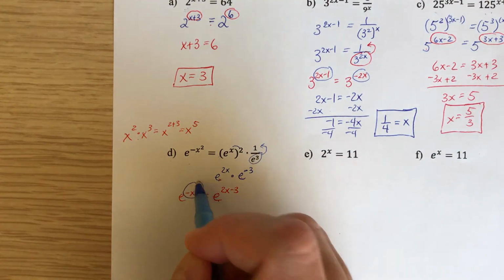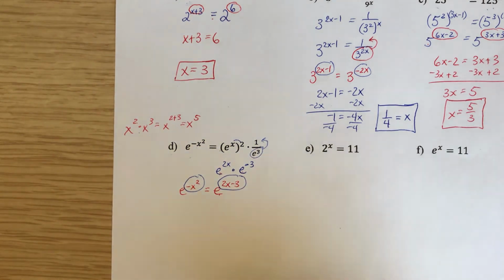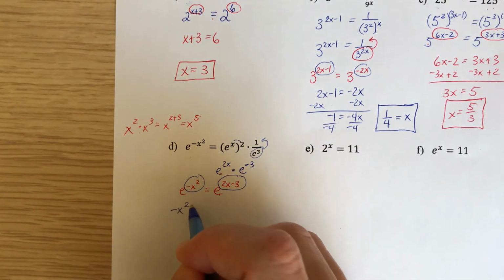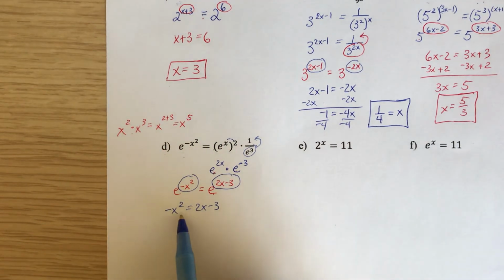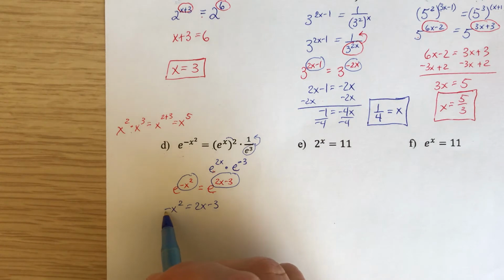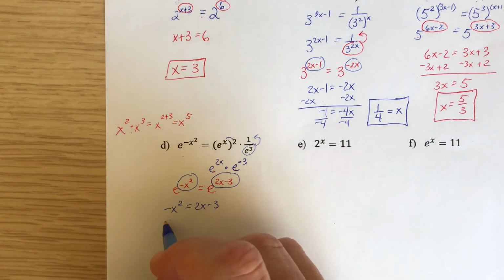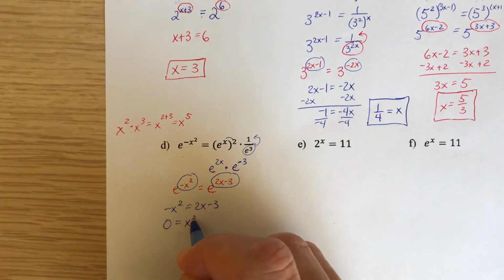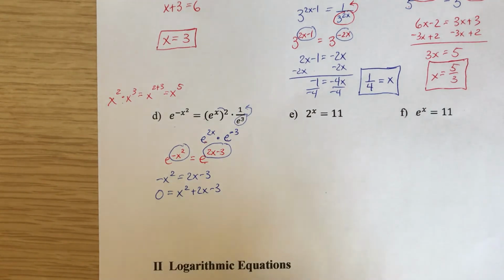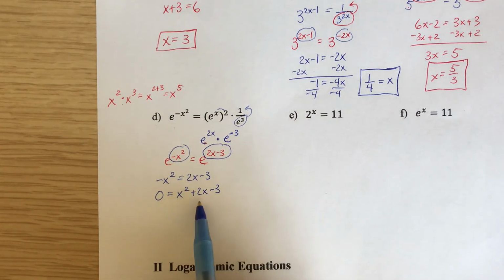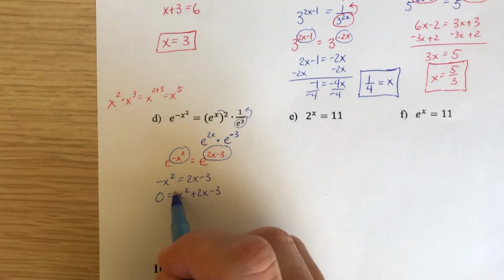That means that the exponents themselves must be equal, so we make an equation, negative x squared equals 2x minus 3. Now this is a quadratic because we have an exponent that is a 2. I'm going to move that to the other side by adding it, and we get 0 equals x squared plus 2x minus 3. When I have a quadratic, I usually want to have everything on the same side of the equation. All right, now we can factor this.